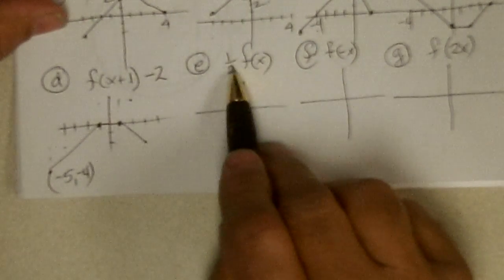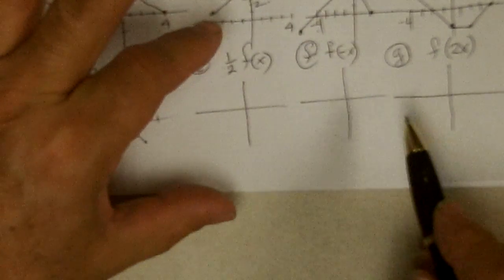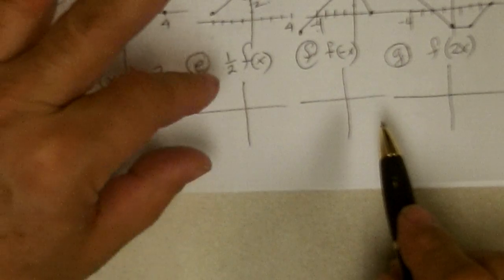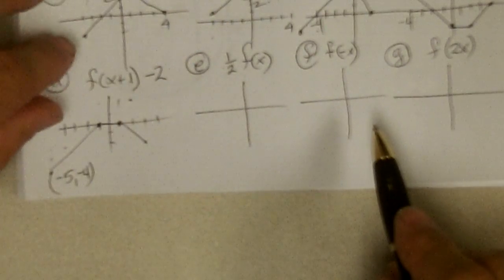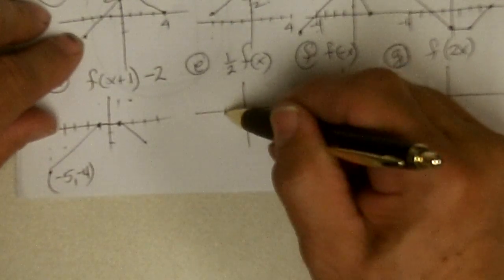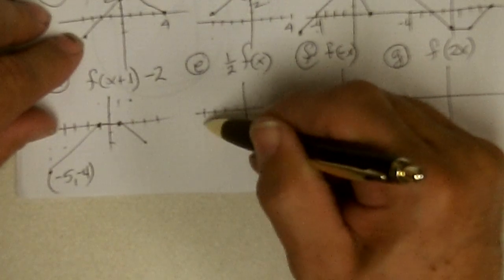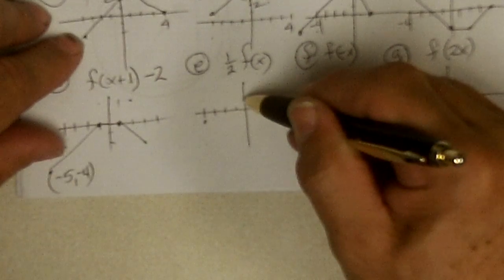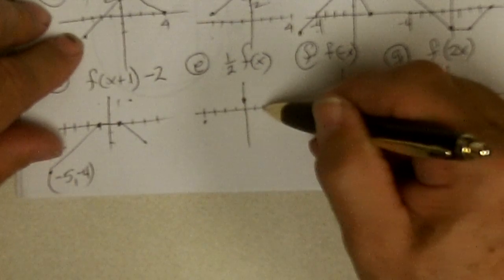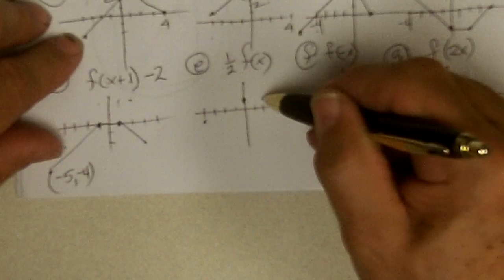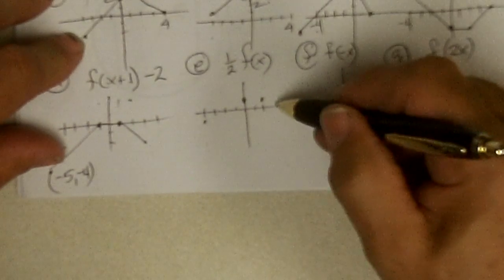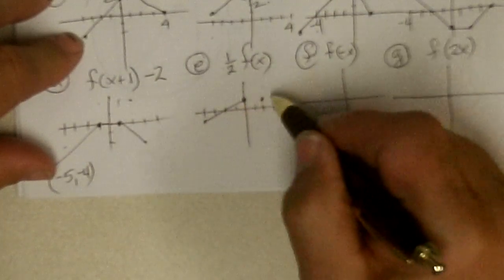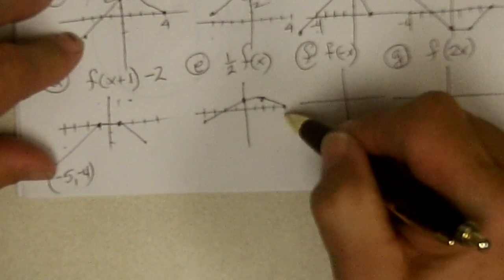Half on the outside. So that works vertically, and since it's on the outside, it does exactly what it says. Half as far from the x-axis. So this one that was at minus 4, minus 2 is at minus 1. The one at 0, 2 is half as far away at 1. The one that was at 2, 2 is half as far away from the x-axis at 1. And the one that was at 4, 0 stays right on the x-axis, and we get something that looks like that.